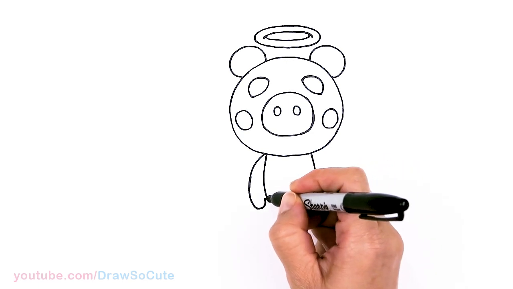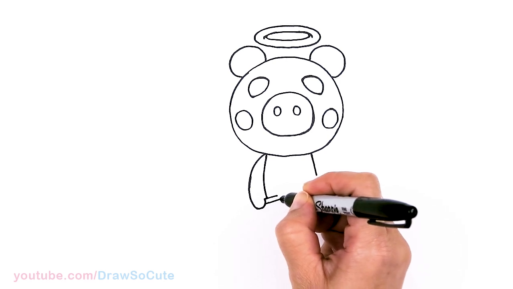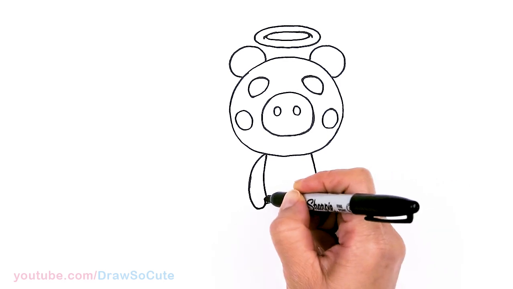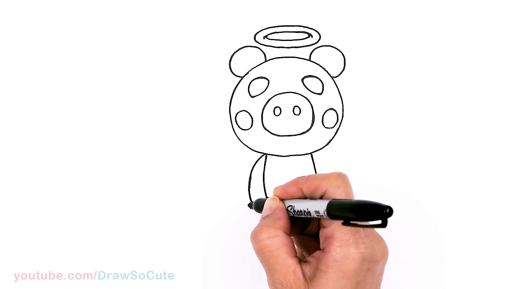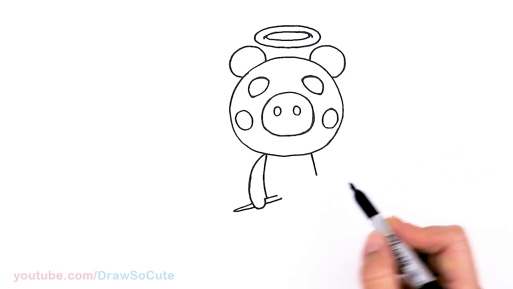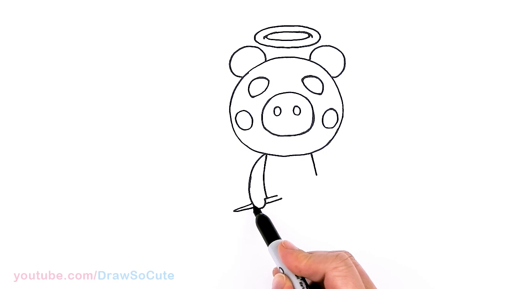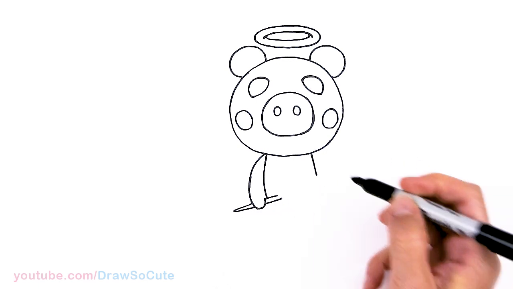So using this guide right here, I'm going to bring this out and start to draw her staff. This is going to come through, draw the end of it. And just remember, whatever angle you end up using, just make sure it goes all the way through.